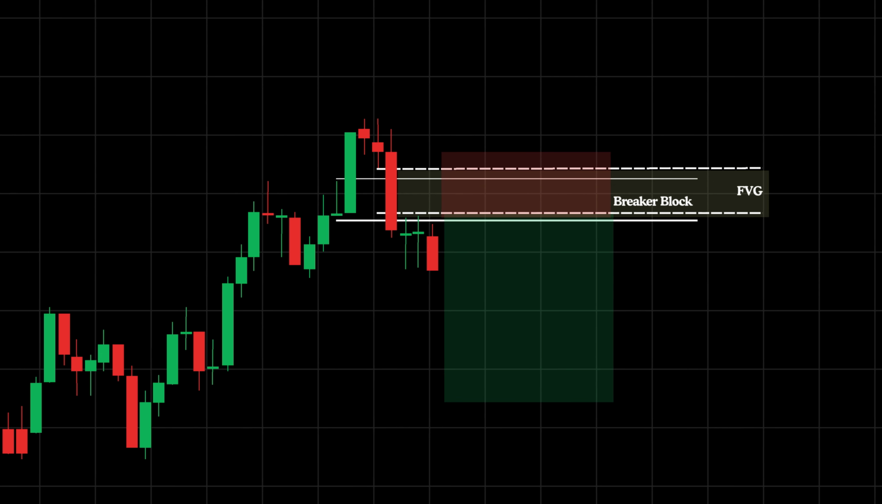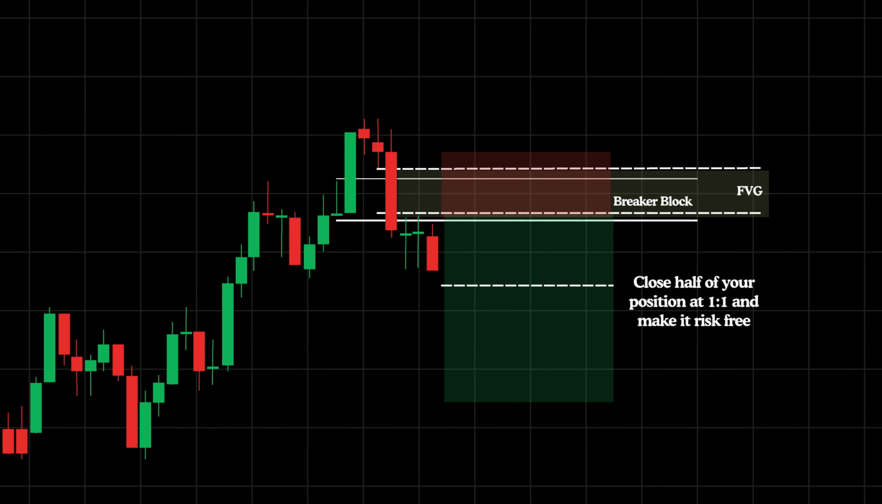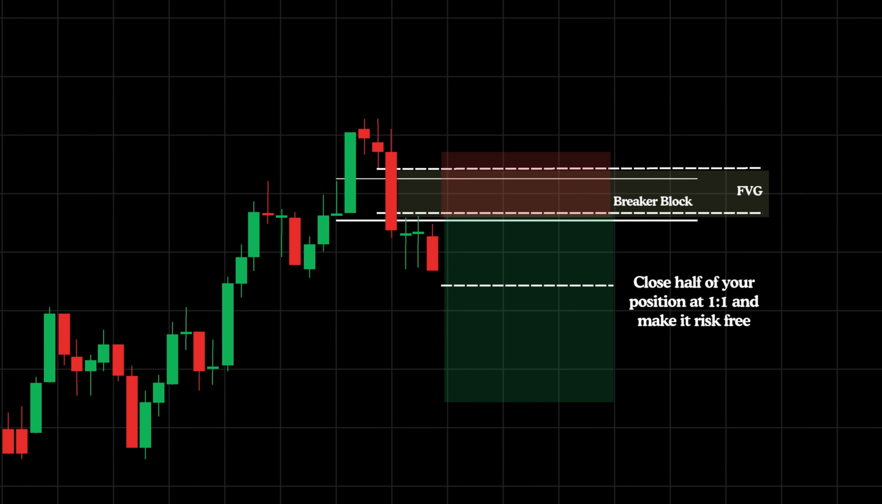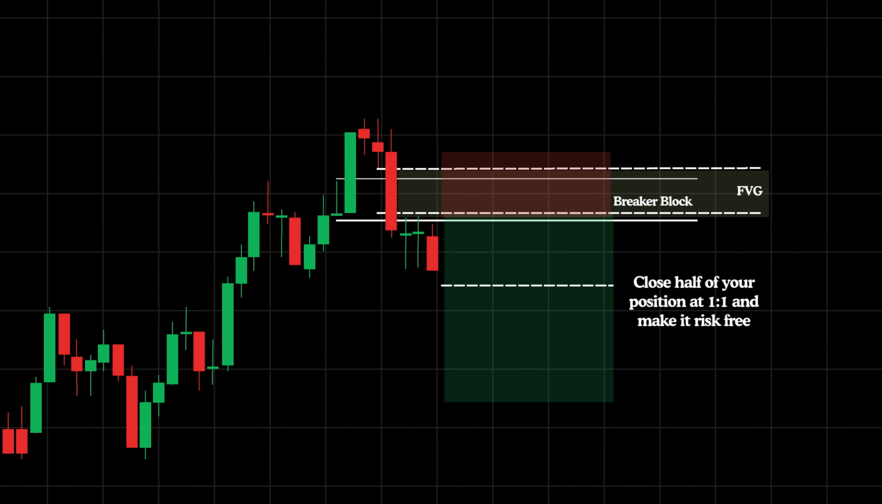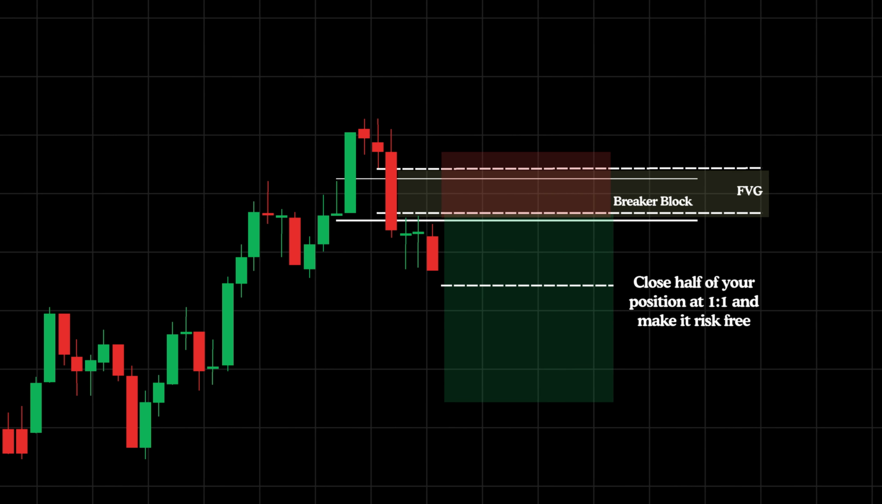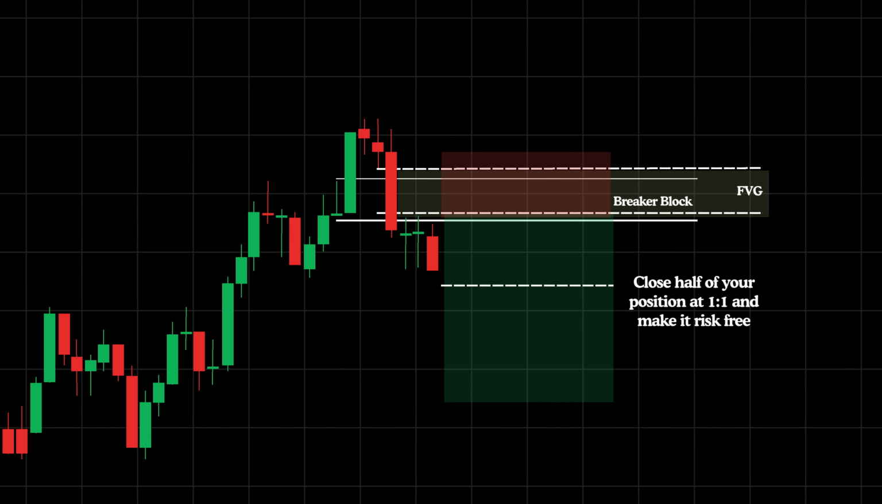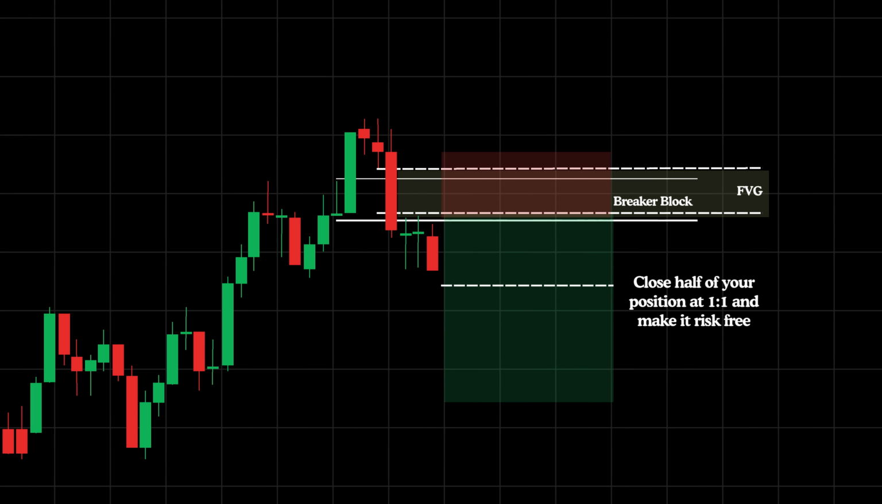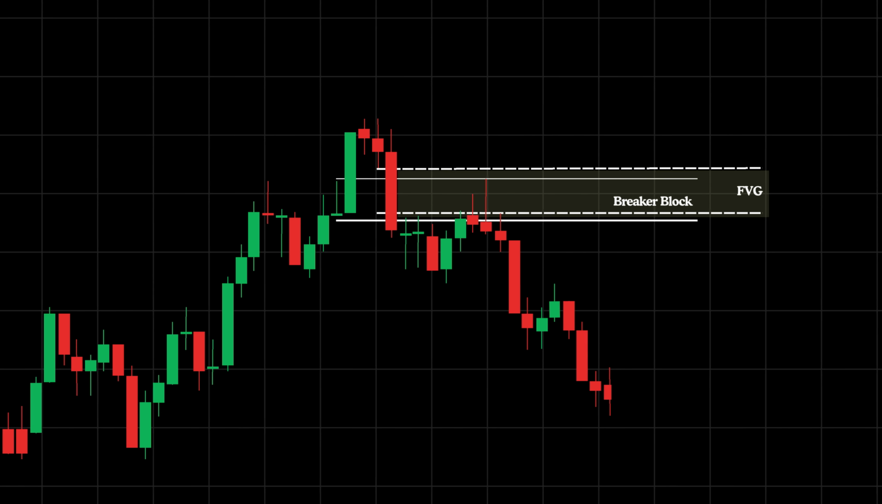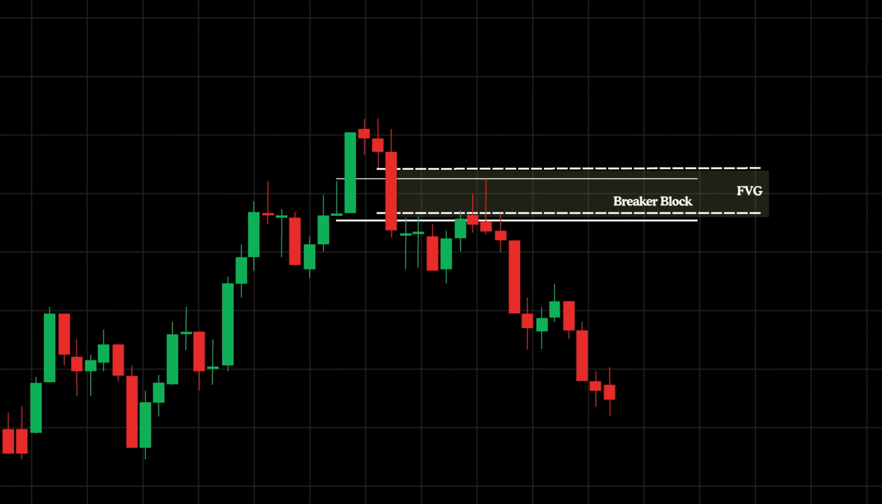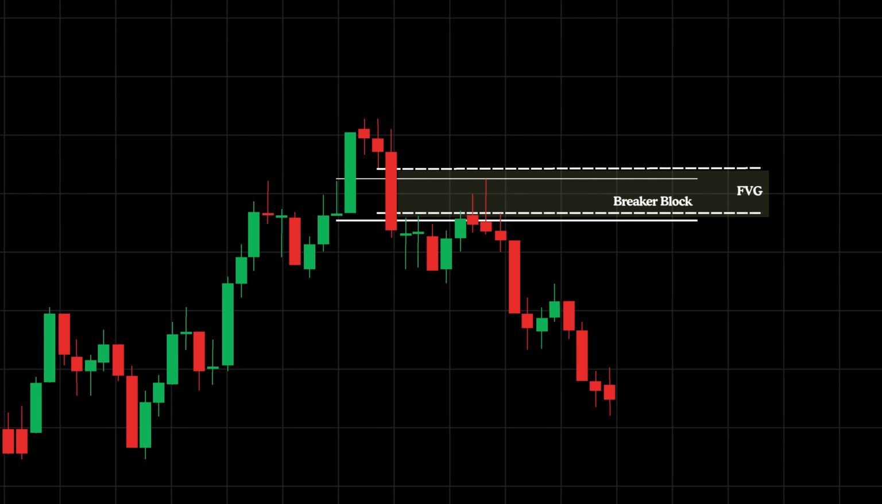You might move to break even by closing half your position once price hits a 1-to-1 target. That way, even if the price pulls back and tags your stop loss, you won't take a loss. Meanwhile, you can let the rest of the position ride in profit without added pressure since the trade is now risk-free.